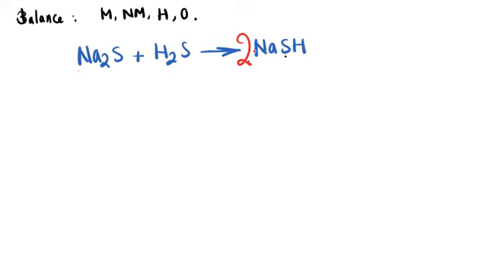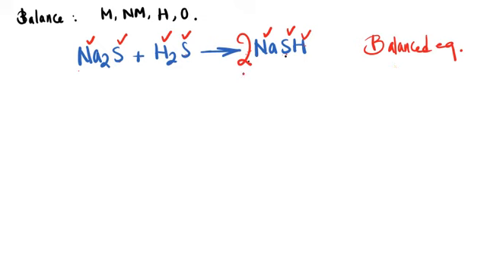2 sodium atoms, 2 sodium atoms. Sodium is balanced. Sulfur, 1 sulfur plus another sulfur, 2 sulfur atoms. We have 2 sulfur atoms here. So sulfur atoms are balanced. Then hydrogen, 2 hydrogen atoms. Here we have 2 hydrogen atoms. So hydrogens are balanced. So whenever all elements are already check marked, at that time we have balanced equation.